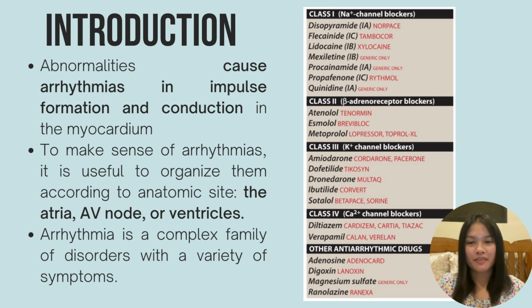To make sense of this wide set of illnesses, arrhythmias are categorized according to the anatomic location of the abnormality: the atria, the AV node, or the ventricles. The diagram on your right illustrates several medication classes used to treat cardiac arrhythmias.